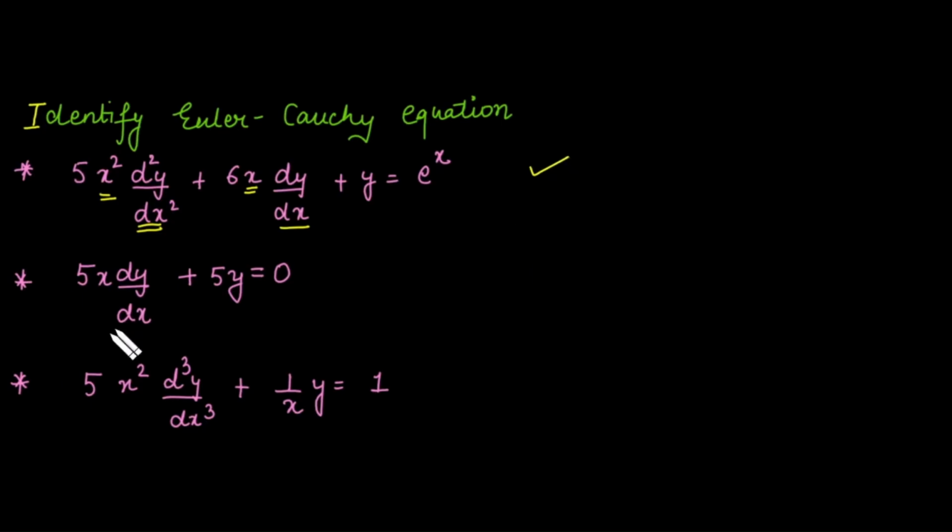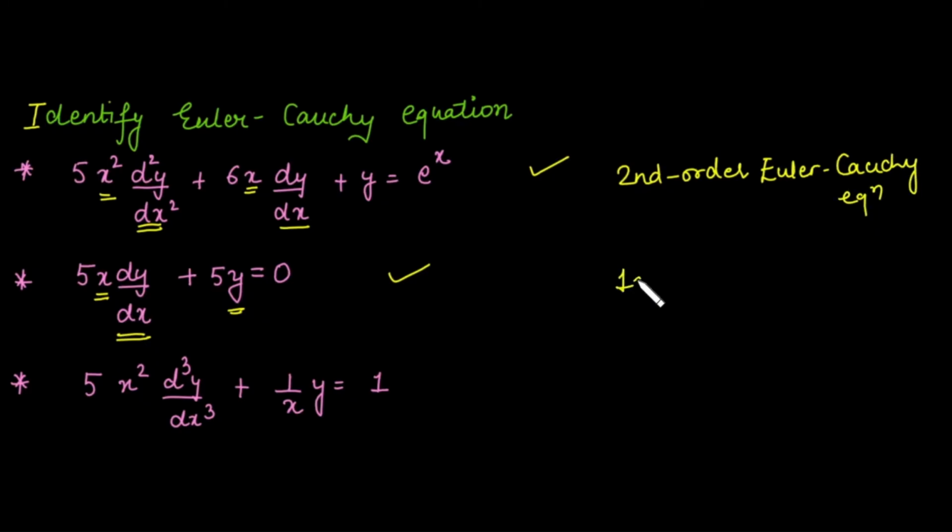What about the next one? In the next case, first order derivative and x coefficient is there, no derivative, no term of x. Again this is a Euler-Cauchy equation. In the previous case it is a second order Euler-Cauchy equation, whereas the second one is a first order Euler-Cauchy equation.